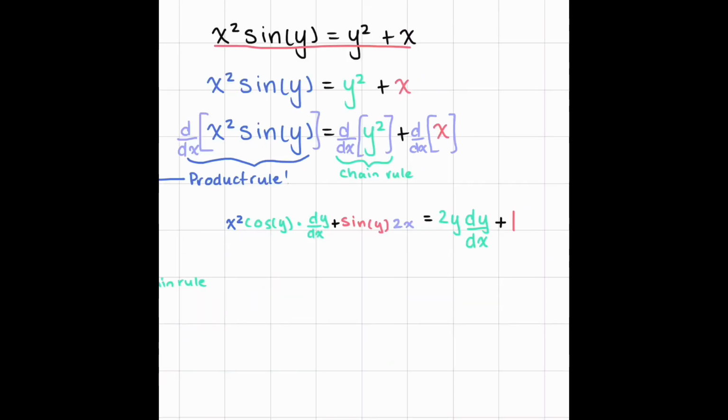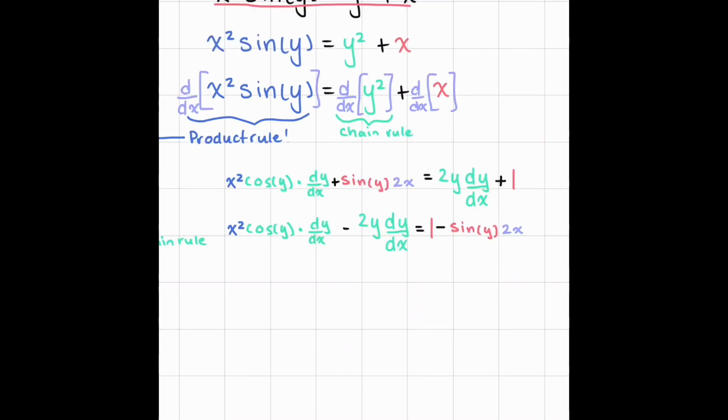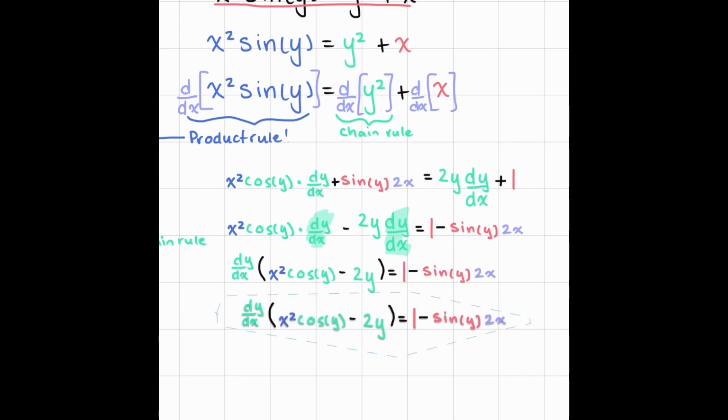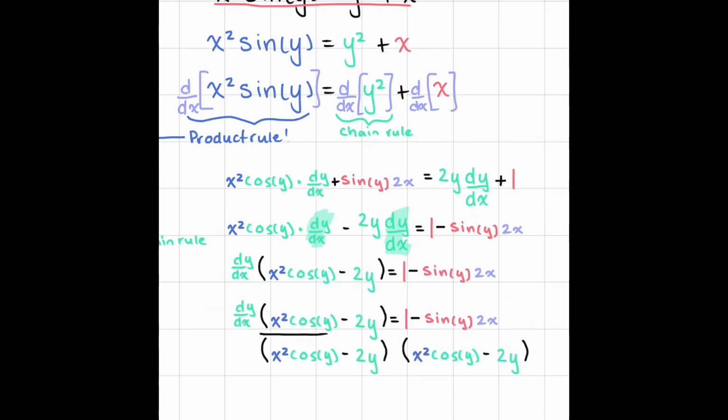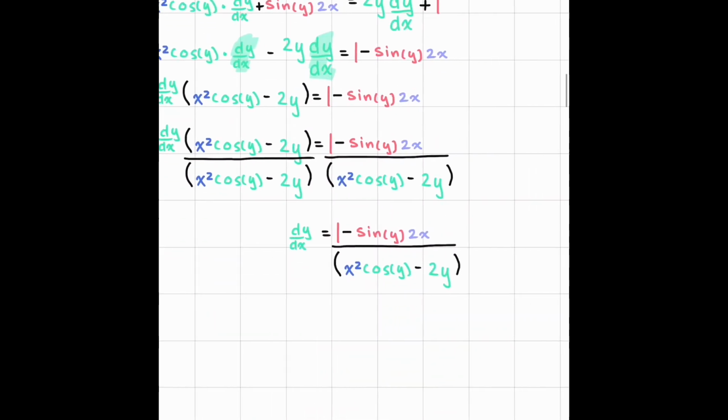So at this point, we're going to try to put all the dy's to one side and all the other terms to the other side. So we're going to isolate dy. So we see that we have a dy here and a dy here, and we can pull those out. So now we're just going to divide both sides by the term on the left. And that is our answer.